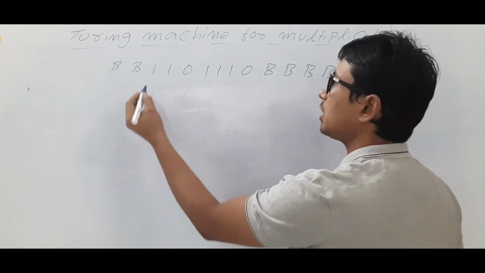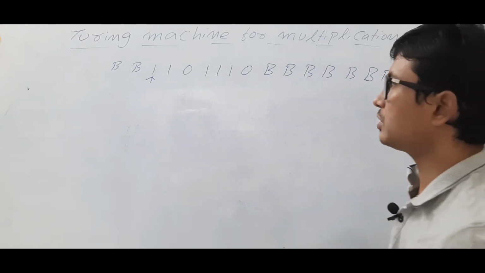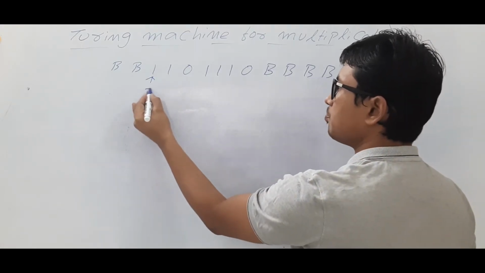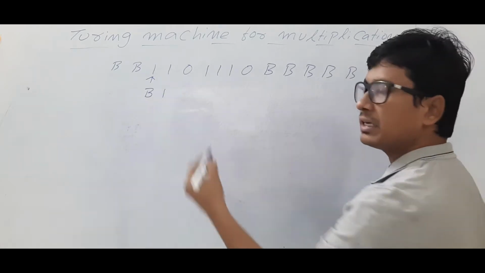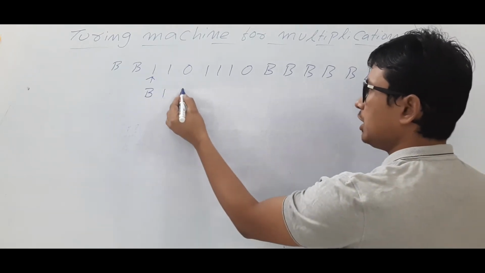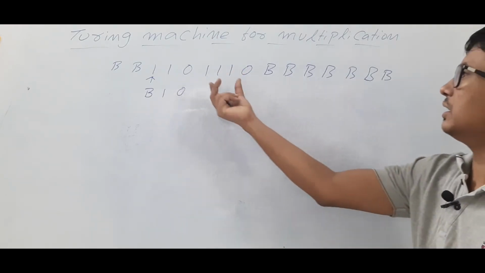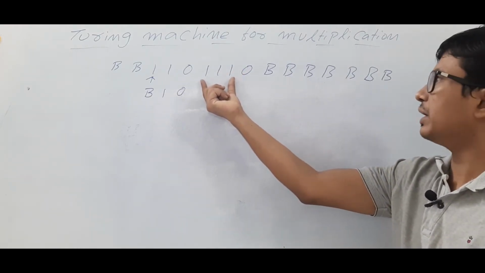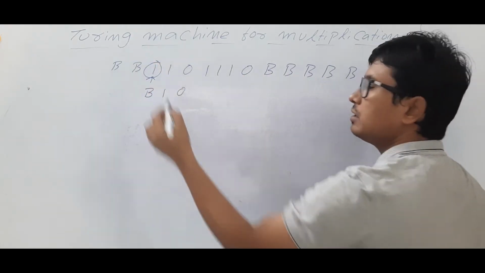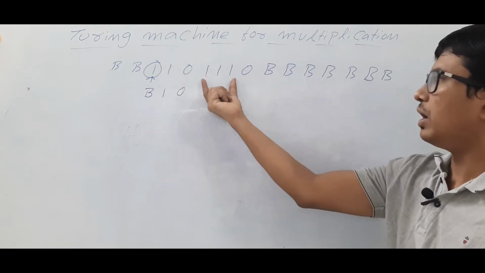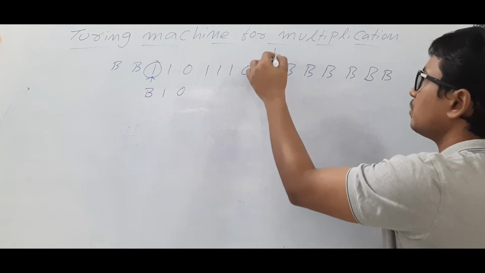So now first, when my tape head is pointing to the first 1, I will make it a blank. Then any number of ones I will keep as 1, and a 0 I will keep as 0. Now when I get this 1, all these ones I will place here for the first time. So I will get 3 ones.